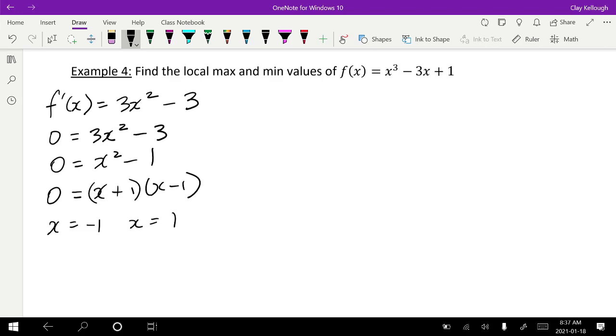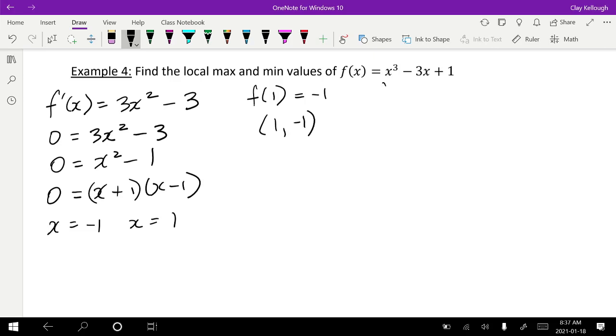Might as well make points out of them too while I'm at it. So what is f of 1? Well, let's see, f of 1, if I run through there, that'd be 1 minus 3 plus 1. So that'd be negative 1. So that means I have the point 1 comma negative 1. That's one critical point on this graph.